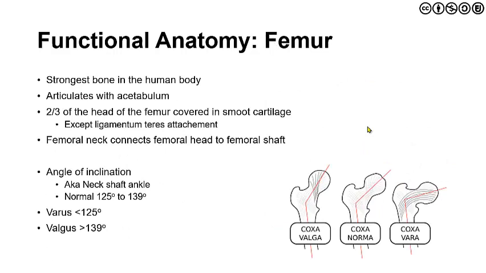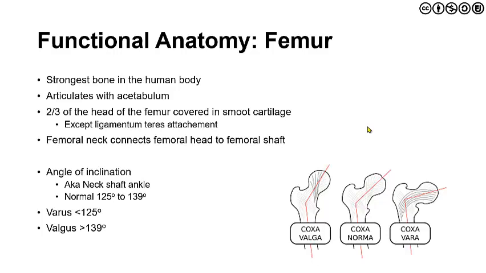As I noted earlier, the femur is a substantial bone. In fact, it is the strongest bone within the human body. Two-thirds of the head of the femur is covered in smooth hyaline cartilage, with the exception of the ligamentum teres attachment. Now, the femoral neck connects the femoral shaft to the femoral head, and at the femoral head, this is where we see the neck articulating with the head, and we take into account the angle of inclination.